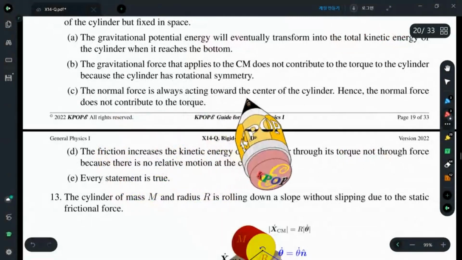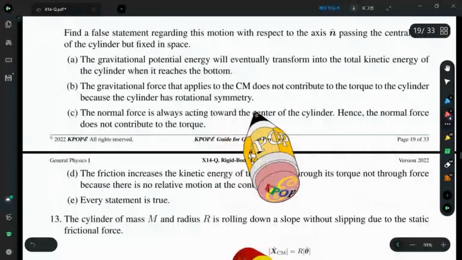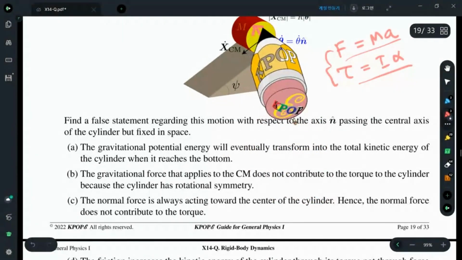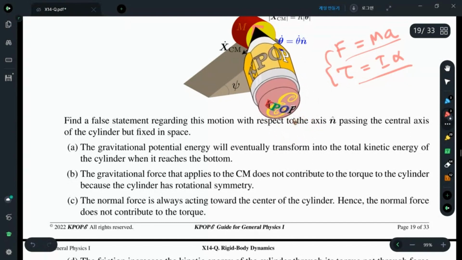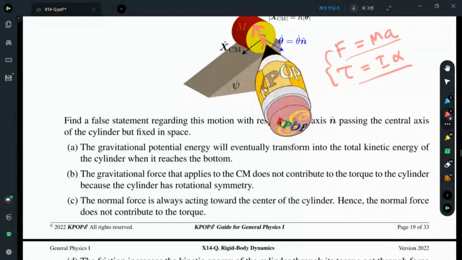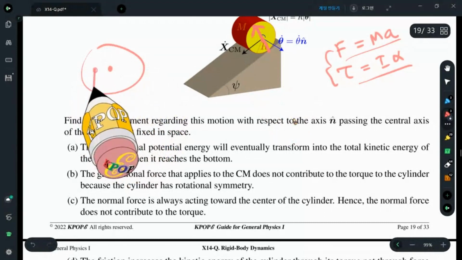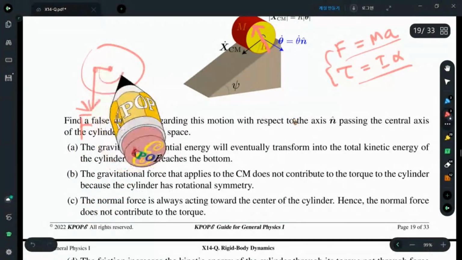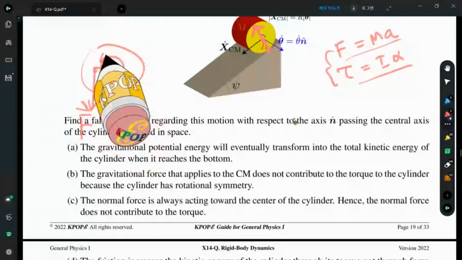The normal force is always acting toward the center of the cylinder. Hence, the normal force does not contribute to the torque. The normal force comes from the point of contact and is along this direction. If it is passing through the center of mass, it does not contribute to the torque. In order to contribute a torque, for example, if I pull down with some force here, R cross F will give the torque along this direction. That results in the angular acceleration of this rigid body.